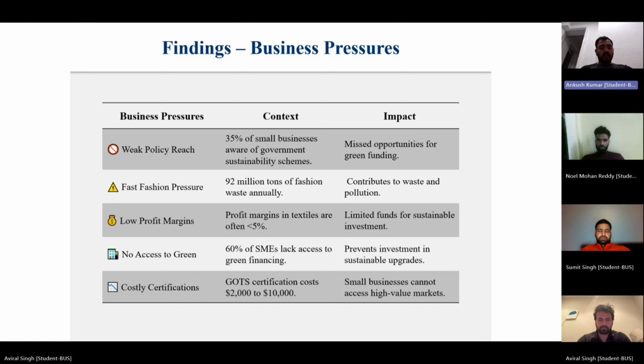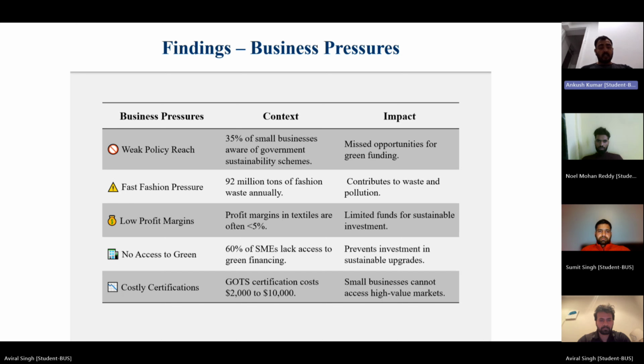Furthermore, SMEs operate in a hyper-competitive environment. They often compete not only with local firms but also with manufacturers from Vietnam, Bangladesh, and China, who may already have lower production costs and better environmental certifications. This adds to the urgency.